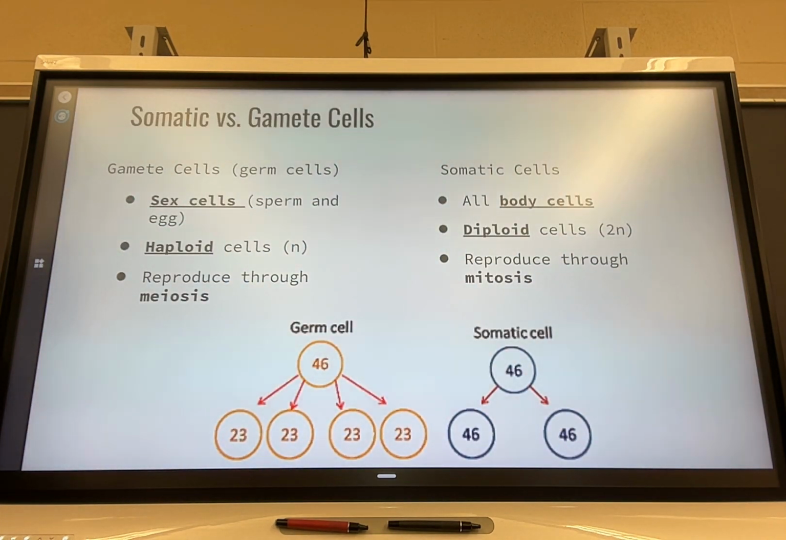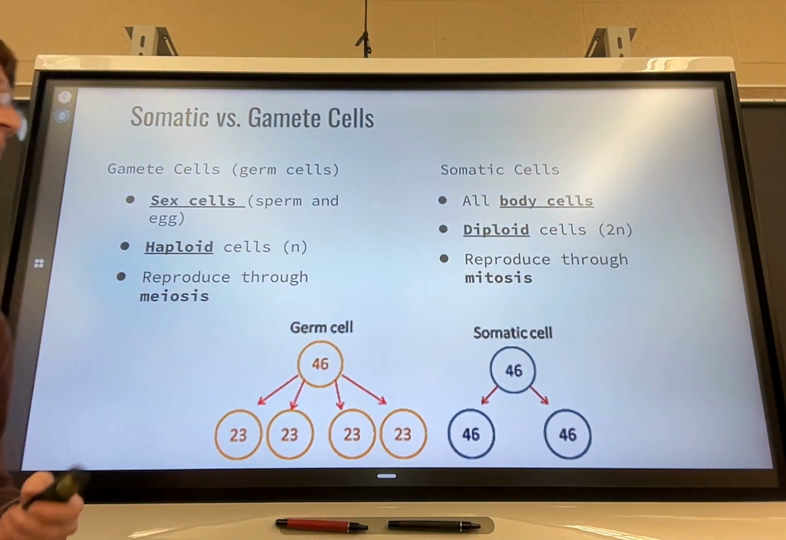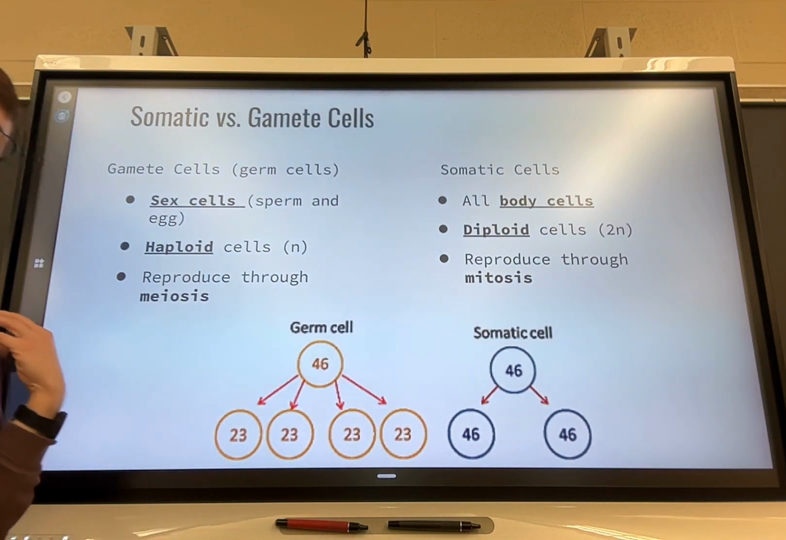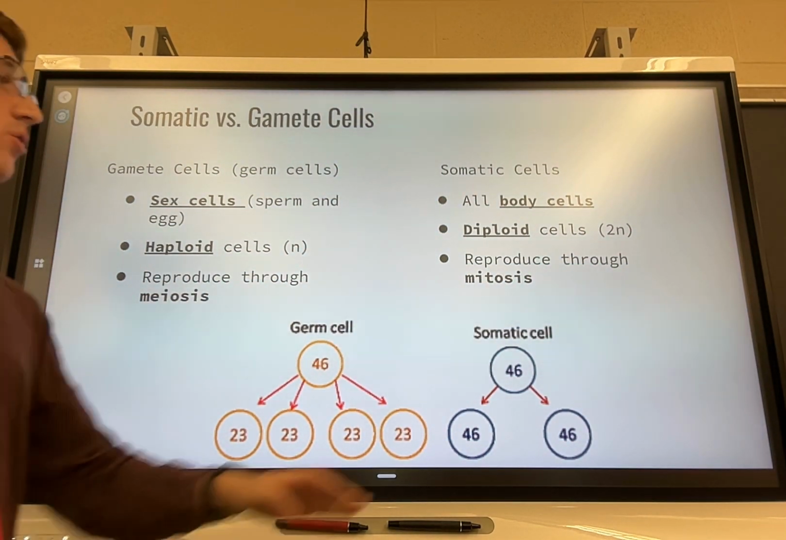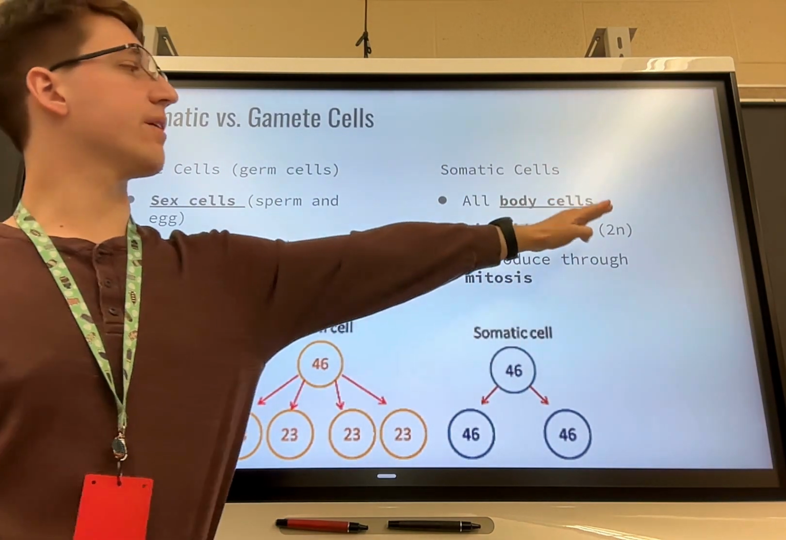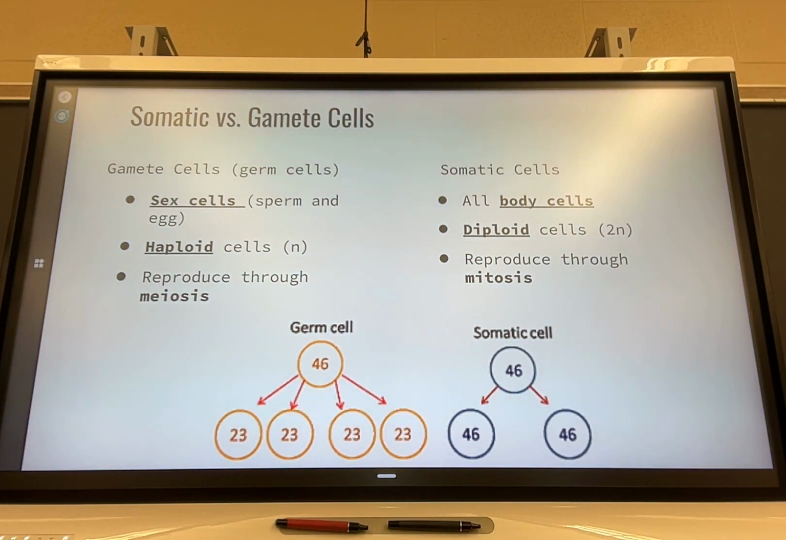In mitosis, we had talked about the difference between somatic and gamete cells. Somatic cells are your body cells. They are diploid, so your muscles, your skin, your nerves, all of those are forms of somatic cells. They're going to reproduce through mitosis, and they're always going to be diploid. They're always going to have two copies of their chromosomes.